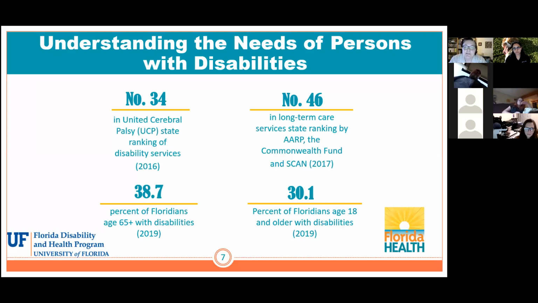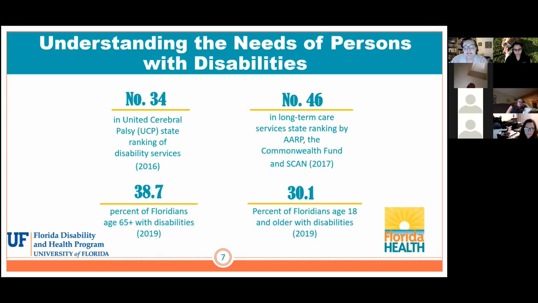Florida ranked number 46 in a long-term care services state ranking by the AARP, Commonwealth Fund, and SCAN Foundation. This state ranking looked at elements such as caregiver support, availability of long-term care services, and quality of care. We ranked number 34 in the United Cerebral Palsy State Rankings of Disability Services. That's not as bad, but it's really still pretty middling.